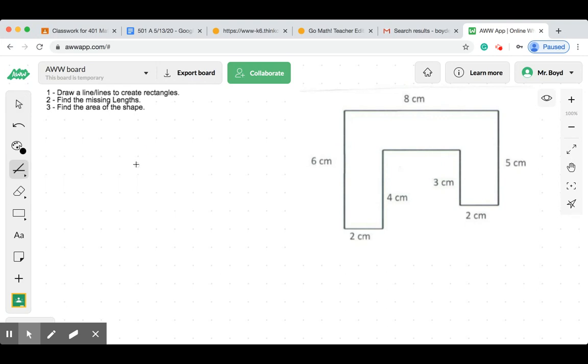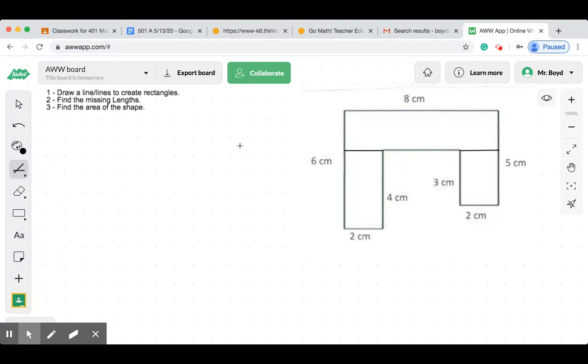There's really no correct way to do it as long as you create different rectangles. Now, the way that I'm going to do it is I'm going to draw a line right here and a line right here. Now I have 1, 2, 3 rectangles. So now I need to find the missing length.